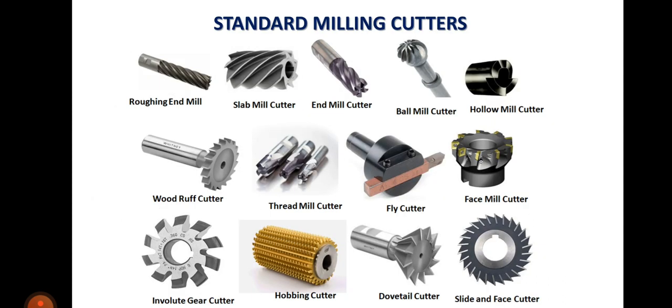These are the figures for the standard milling cutter, which consist of roughing end mill, slab mill cutter, end mill cutter, ball mill cutter, hollow mill cutter, wood rough cutter, thread mill cutter, fly cutter, face mill cutter, involute gear cutter, hobbing cutter, dovetail cutter, and side and face cutter.